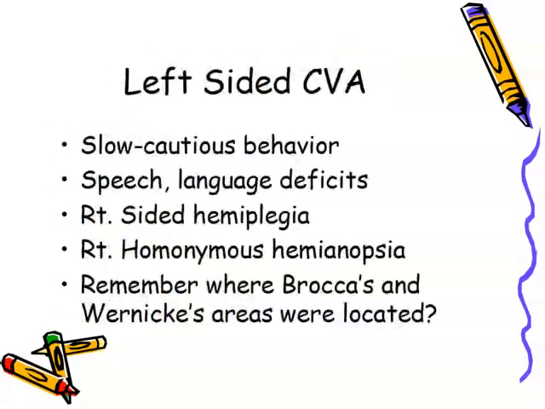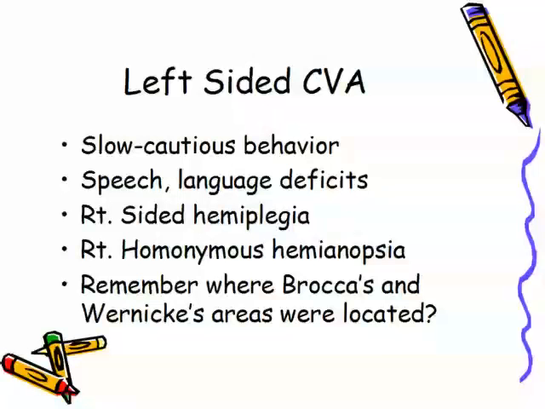The patient that has had a left-sided CVA, in other words, a stroke or a hemorrhagic or thrombus event in the left side of the brain, will typically show slow, cautious behavior and speech and language deficits, because remember that 95% of the population has the left hemisphere dominant for the language centers that we talked about earlier, the Broca's and the Wernicke's areas. They will show right-sided hemiplegia or hemiparesis. They will have something called right homonymous hemianopsia, and we're going to talk about that on a later slide.